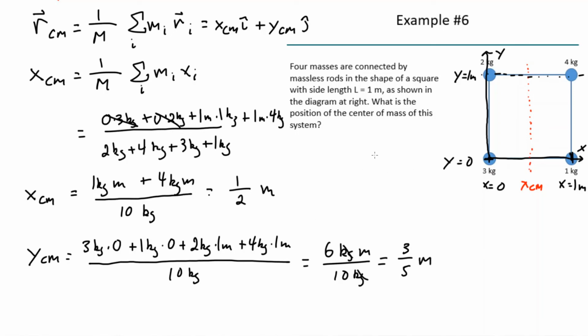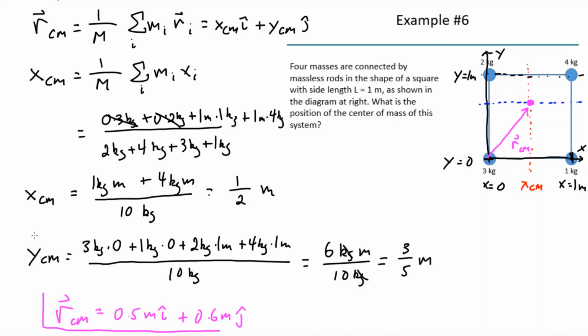So my y center of mass is not halfway in between, it's a little bit higher. My y center of mass is 3/5 of the way up, which is something like that. So at the end, my r center of mass is the intersection of this x and y line. This vector here is my r center of mass. R center of mass equals 0.5 meters i hat plus 0.6 meters, that's the same thing as 3/5, j hat. Okay, pretty simple. That's how you find the position of the center of mass for a system of particles in 2 dimensions.